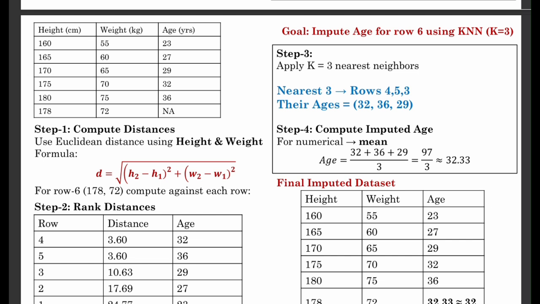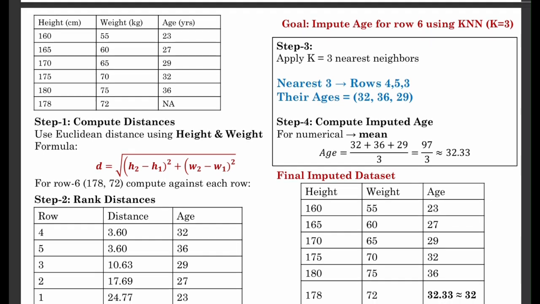Now, just take an example. We have a data set with height, weight and age. Now row 6 has height 178, weight 72 and age as missing. Using k equal to 3, we find the three nearest rows by distance. Their ages are 32, 36 and 29. The mean of these ages is approximately 32.3. So we impute the age as 32 for row 6.